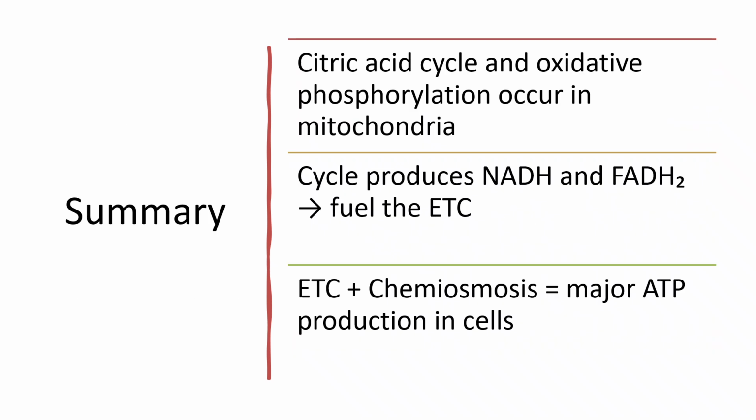The citric acid cycle and oxidative phosphorylation work together to extract the majority of energy from glucose. The cycle generates electron carriers, which feed into the electron transport chain. That chain powers ATP production via chemiosmosis. It's a beautiful example of cellular engineering, one that's essential to almost all life on Earth.